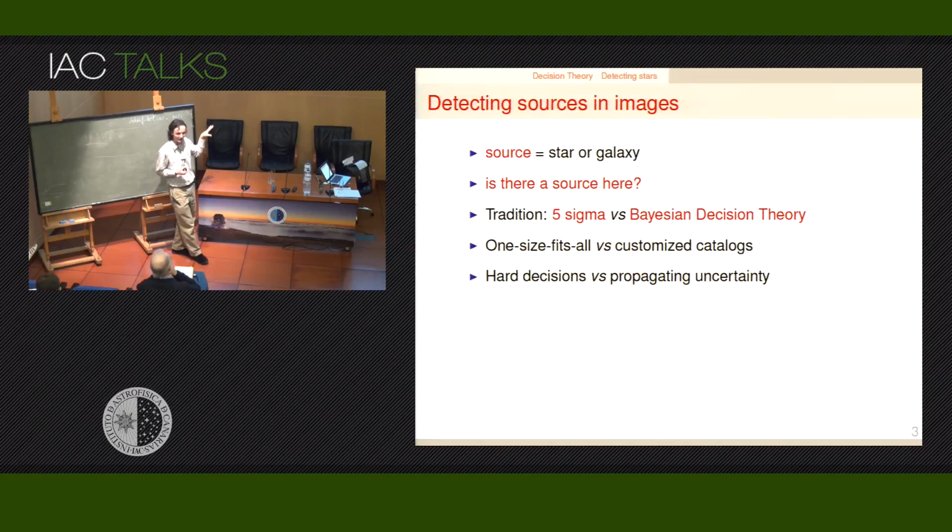Often catalogs are built as a single catalog that's supposed to be good for everybody who wants to use that data set. And I think a more free view is more appropriate, but we'll see. Another theme is the distinction between making hard decisions or propagating uncertainty forward. As Bayesians, we love propagating uncertainty forward rather than stating just an answer. We want to always give a distribution of possible answers.